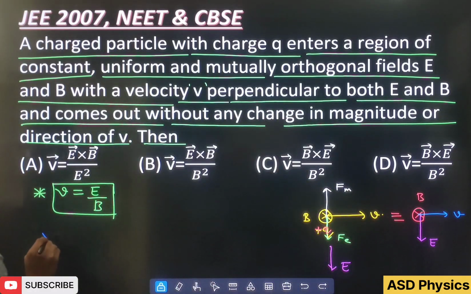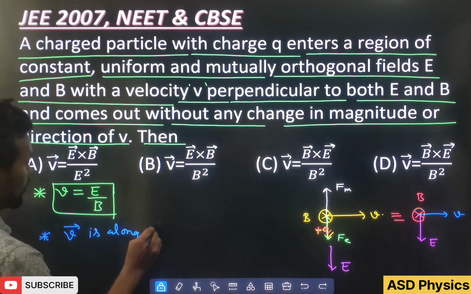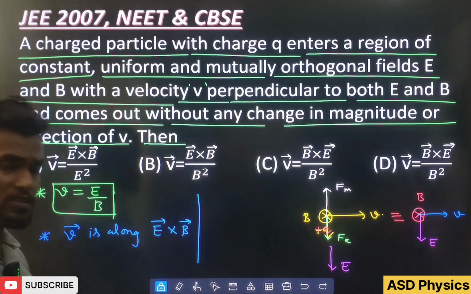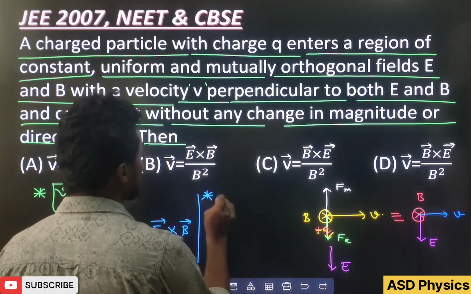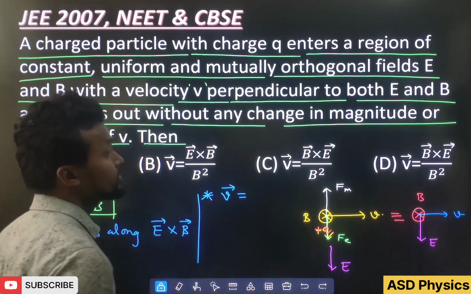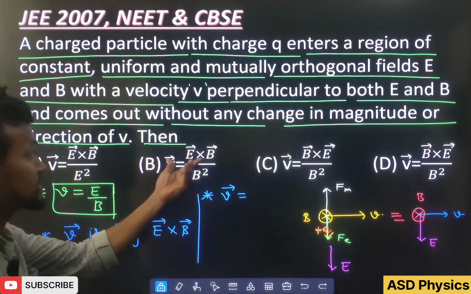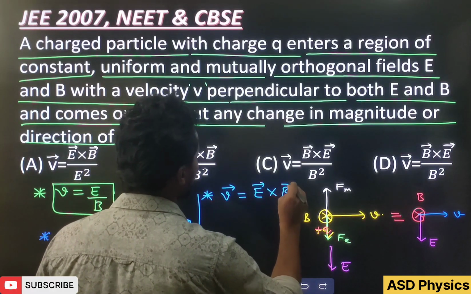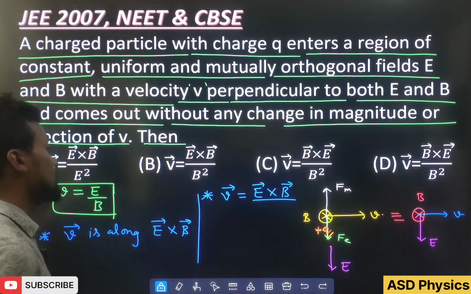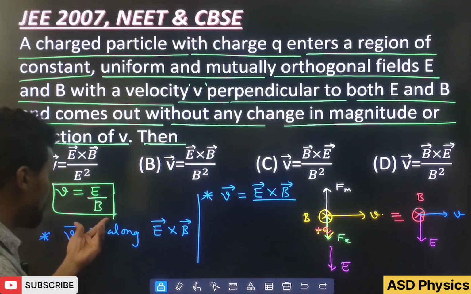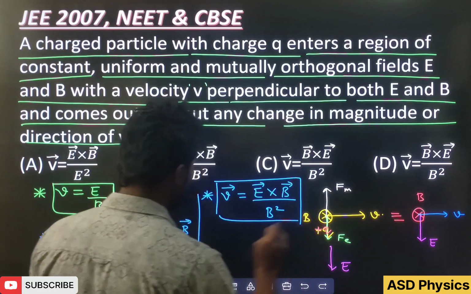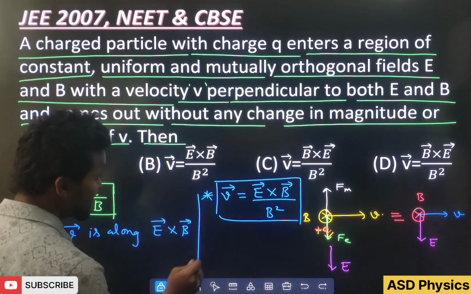So I can tell here, students, the direction of V is along E cross B. The direction of V is along where E cross B is there. Okay. So from here, remember the velocity V will come wherever E cross B is there. See, E cross B by, now the question arises, by B square or by E square. For that we should know this formula, E by B. Make sure that this will be B square. How can we tell like this, please?